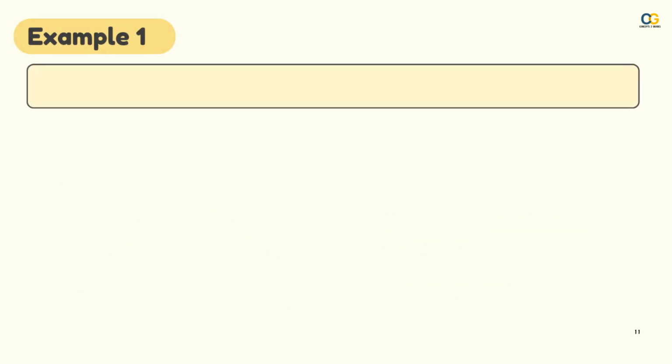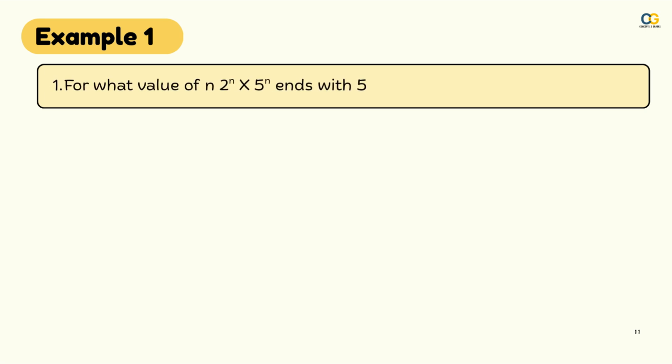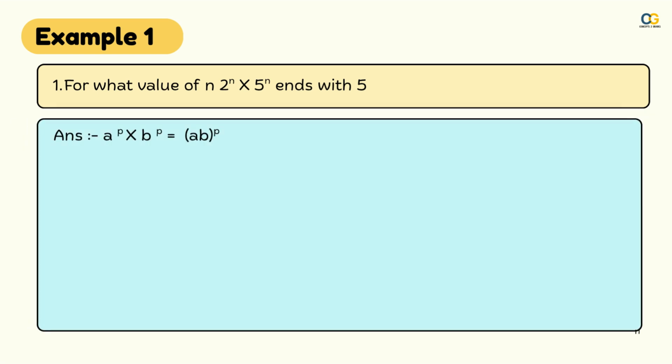Starting with the first question: for what value of n do 2 power n and 5 power n end with 5? Well, we know from the law of exponents that a power p into b power p is equal to ab, total, to the power of p. So using the same logic, 2 power n into 5 power n is equal to 10 power n.